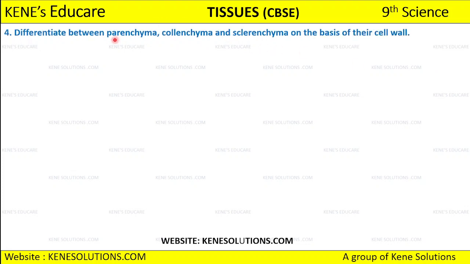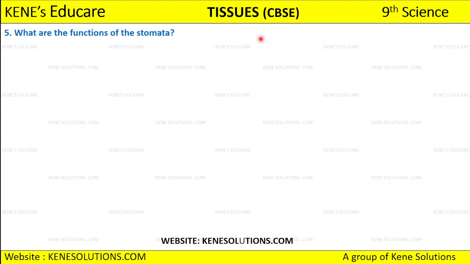After that we will be discussing how to differentiate between the parenchyma, collenchyma and sclerenchyma on the basis of their cell wall, हम parenchyma, collenchyma and sclerenchyma को कैसे differentiate कर सकते हैं. After that we will be discussing what are the functions of the stomata. क्या discuss करेंगे हम, stomata का function क्या है. Then we will be studying, diagrammatically, the difference that exists between the three different types of muscle fiber. Okay, we have three different types of muscle fiber that we are going to discuss in the next class.